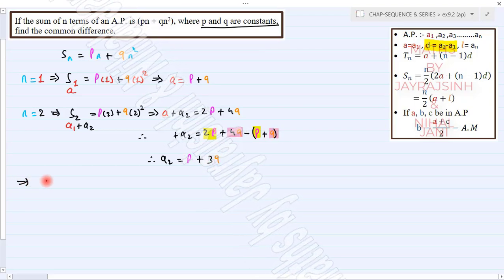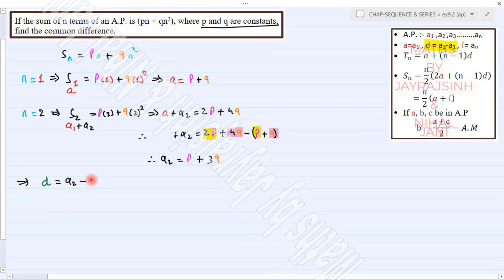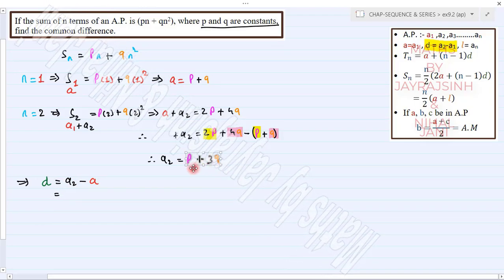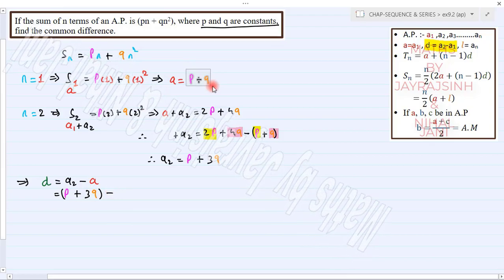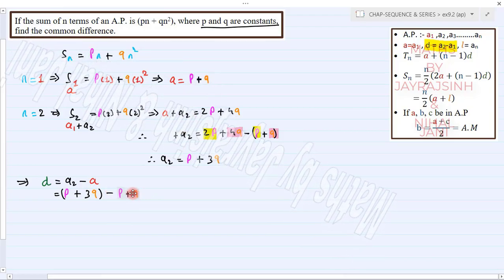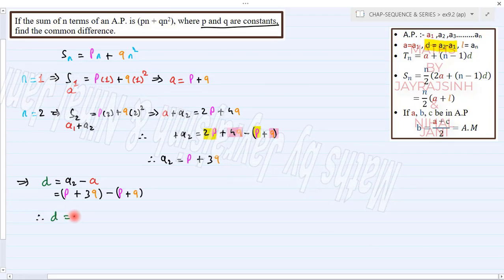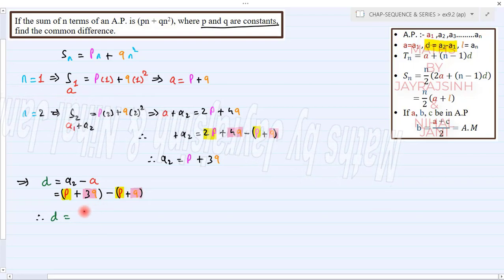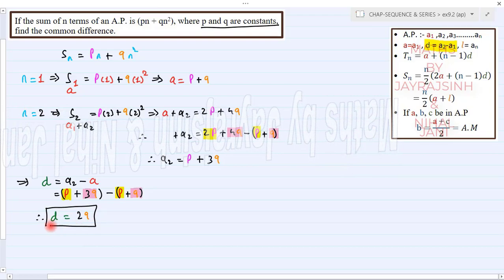So we are ready to get the value of the common difference, which is the second term minus the first term, where your second term is p plus 3q and a1 is p plus q. So we will get the common difference is equal to p minus p will be 0 and 3q minus q will be 2q as your final answer.